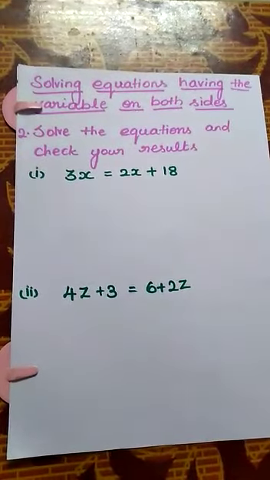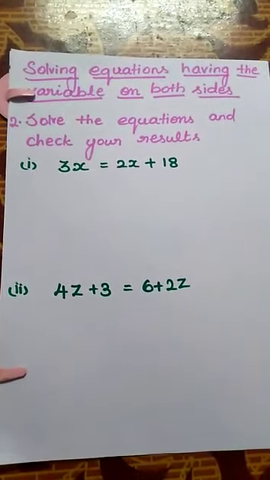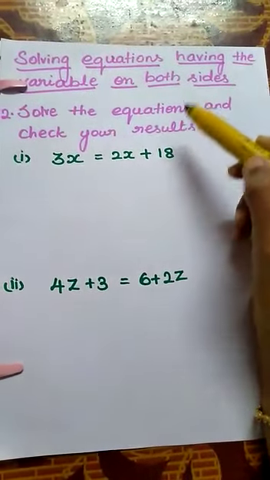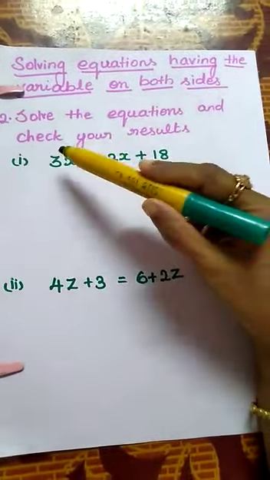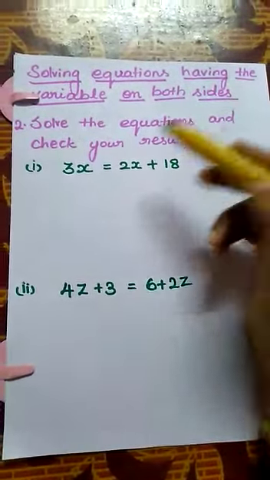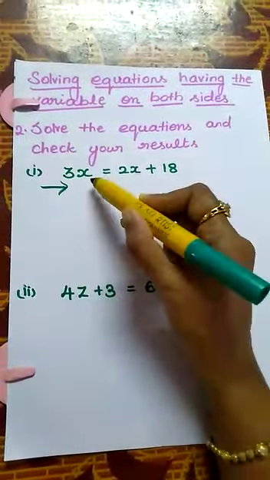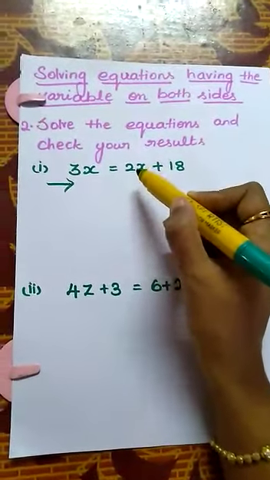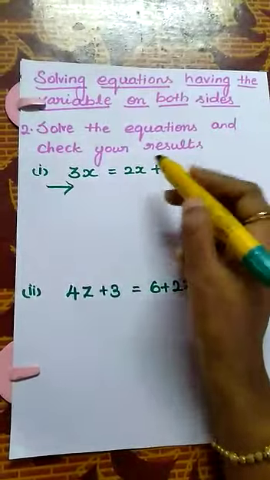Next method, solving equations having the variable on both sides. Already we finished some problems where the variable is on one side only. Here the variables are on both sides. Solving the equations and checking your results. Question is 3x is equal to 2x plus 18. First we have to calculate the solution of this equation, then we have to check our answers also.